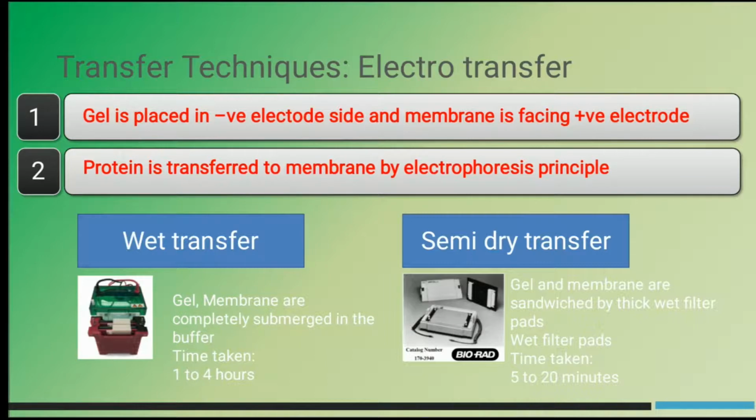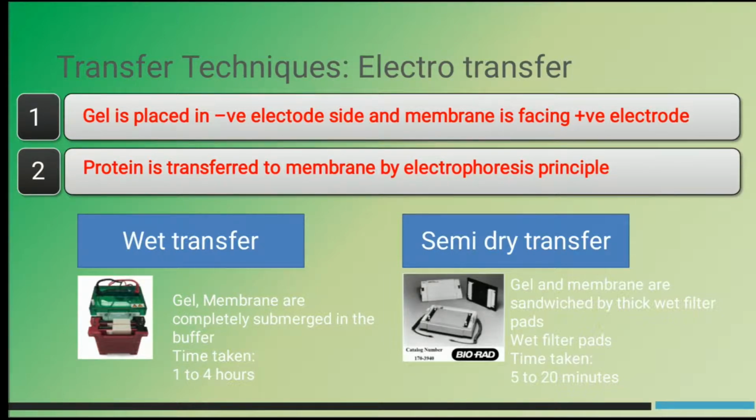In both cases, the gel is placed on the negative electrode side and the membrane is facing the positive electrode side, and this setup is sandwiched by pre-wetted filter pads to perform the transfer. The electrophoresis principle is followed. Since the proteins are negatively charged, they move towards the positive electrode. The membrane before the positive electrode will capture the proteins with high affinity.